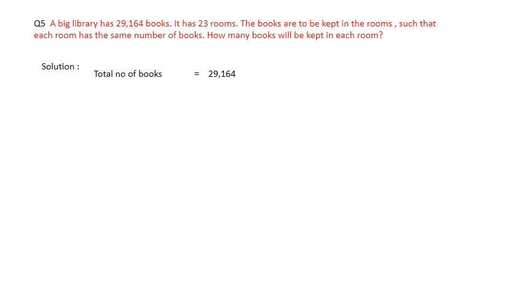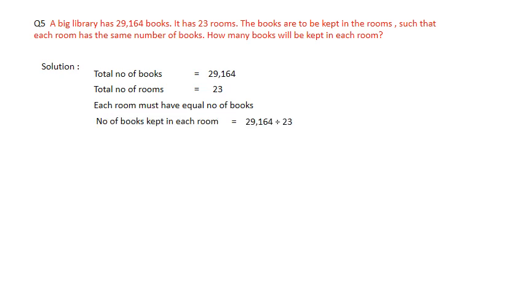Now look here. How many books are there? Total number of books in a library is 29,164. How many rooms are there? 23 rooms are there. What is the condition? That each room must have an equal number of books. So what will we write down? Number of books kept in each room is equal to 29,164 divided by 23. Now we will do the calculation. I have written this in divide form. Now look here students, this is a 2-digit number, we'll take a 2-digit number here also.